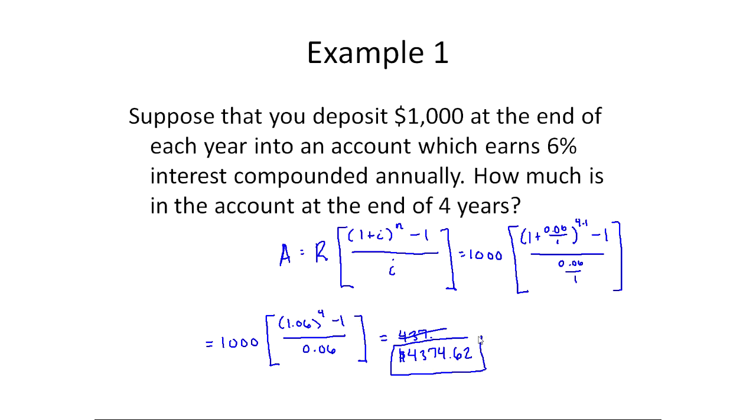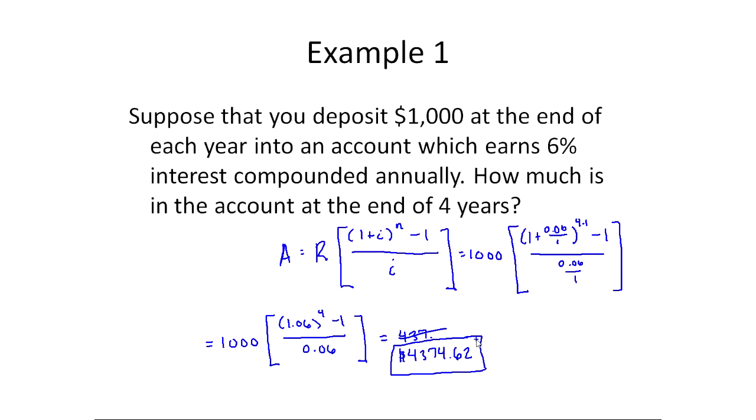Now, this may bother you because these are payments over 4 years, and so we only put in $4,000. But remember, it's that interest. So the first payment earns interest for the full time. The second payment earns interest for 1 year less. And the third payment earns interest for a year less than that, etc. So each year, that piece is earning interest for a different amount of time.